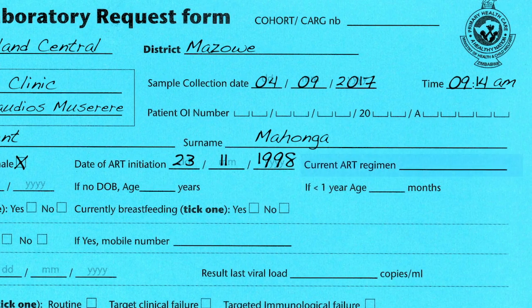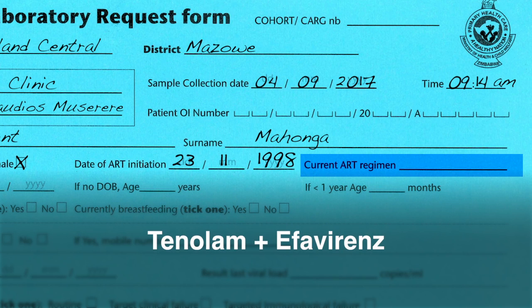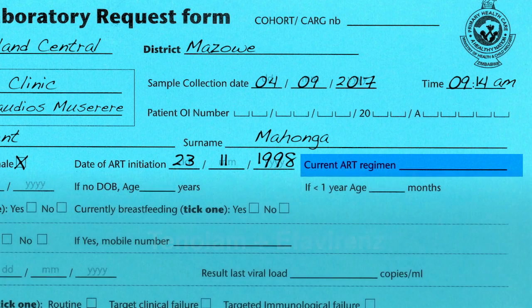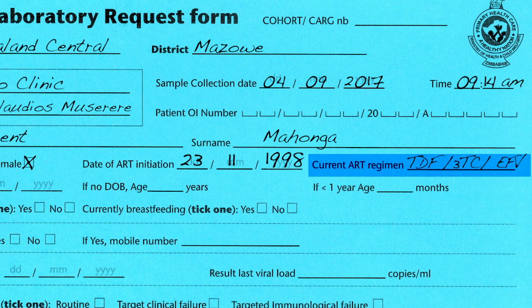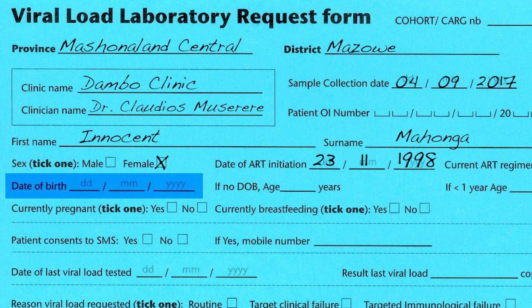In the current ART regimen field, write the regimen that the patient is currently taking. Check the regimen in the patient's book or green book. In this example, Innocent is taking tenofovir, lamivudine and efavirenz. If you know the abbreviations, you can write them instead of the full name. In this example, you could write TDF/3TC/EFV.